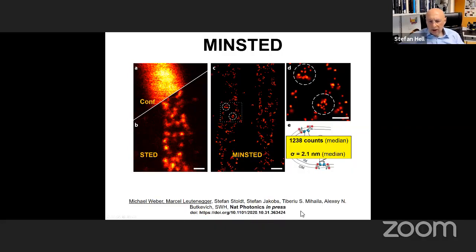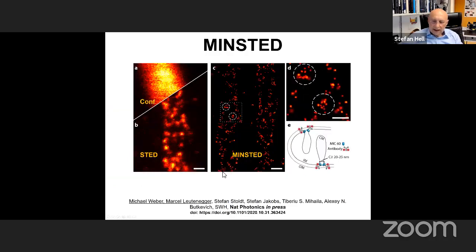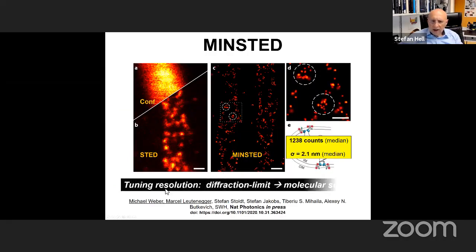It's coming out in Nature Photonics in a couple of weeks. Now, one advantage of MINSTED, and I would say the three of us, Michael, Marcel, and I, are very excited about this concept. One advantage of MINSTED is that you can also tune the resolution.